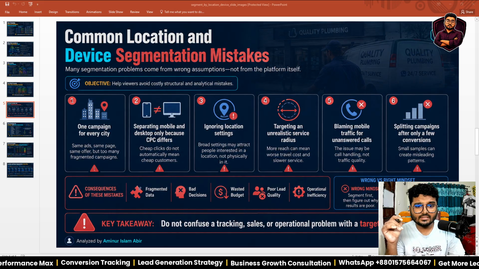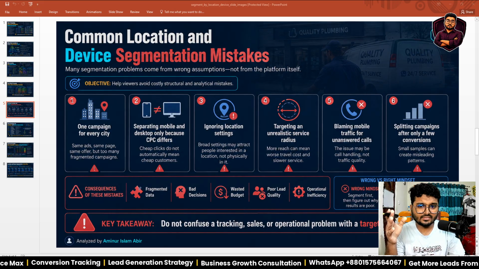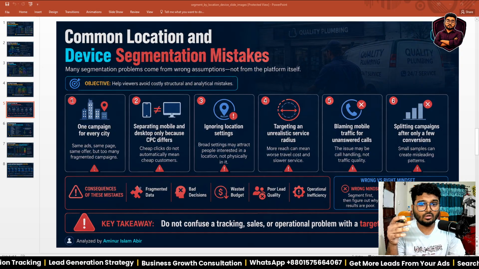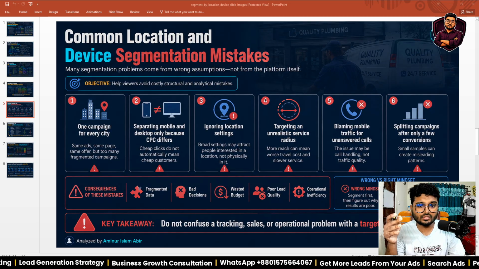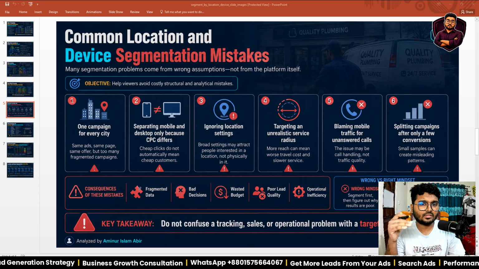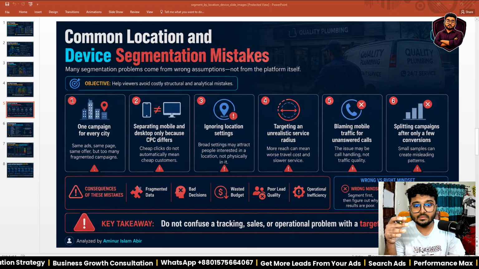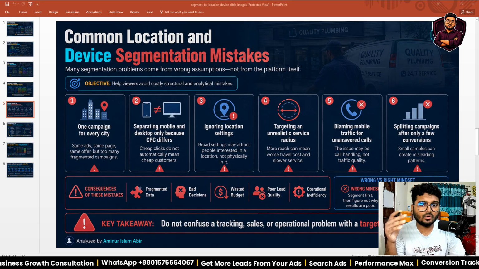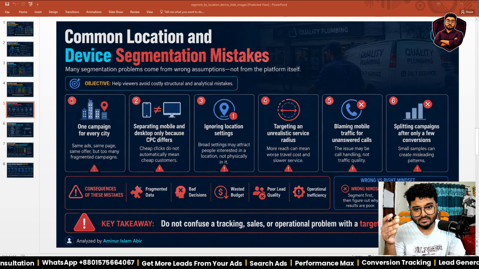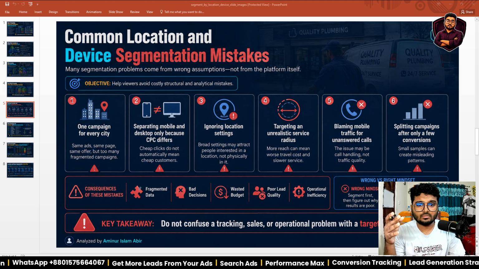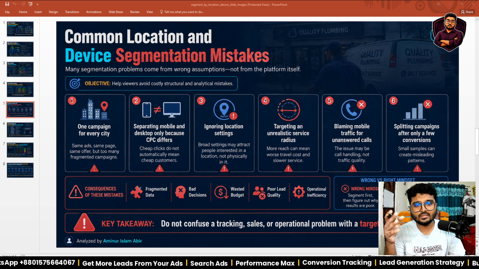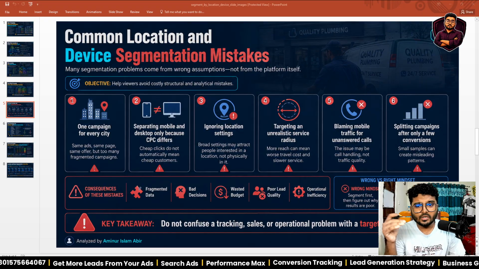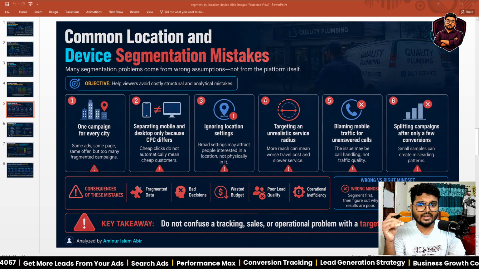The fourth mistake is targeting an unrealistic radius. A wider service area may generate more leads, but it can also create longer travel time, higher labor cost, slower arrival, and lower job profitability. And the fifth mistake is blaming mobile traffic for unanswered or poor quality calls. The real problem may be calls arriving after business hours, missed calls, long hold times, or weak call handling. That is an operational problem, not necessarily a targeting problem.